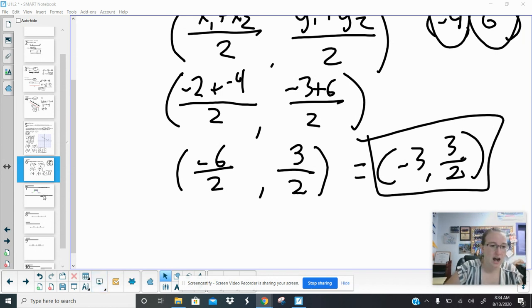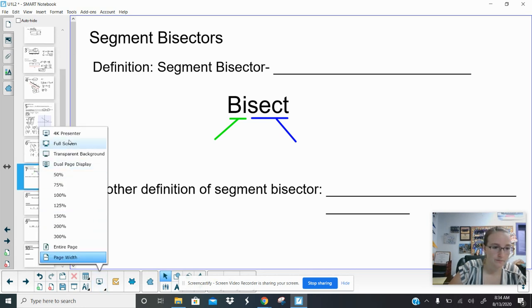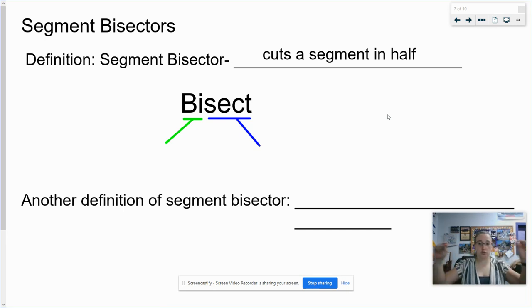I'll try. So we just finished midpoint. We are on our last topic here, which is segment bisectors. Segment bisectors is kind of related to midpoint, and we'll talk about why and its definition here. A segment bisector cuts a segment in half. So if I have a piece of string and take my scissors and go exactly in the middle, my scissors are like that segment bisector. I'm taking my string, cutting it in the middle.